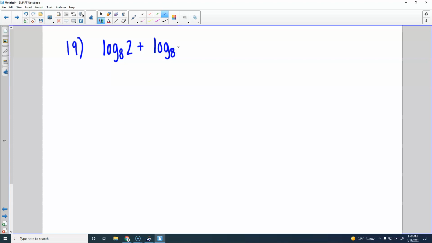All right, so whenever we have a plus sign between logs, we can combine them. What operation do we use? Multiplying. So we're going to do log base 8 of, and then we got 2 times 4x squared, which is going to give us 8x squared. I'm going to put that together.